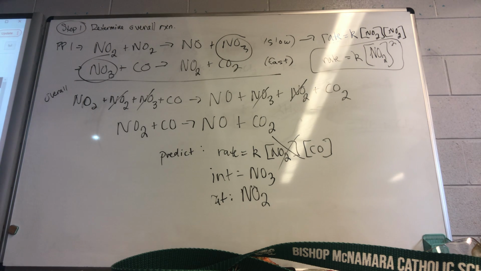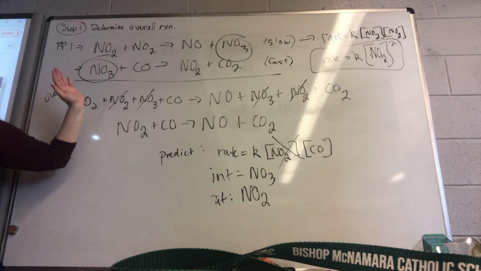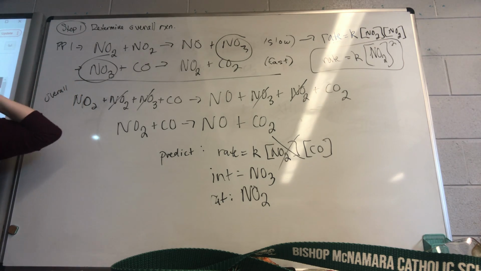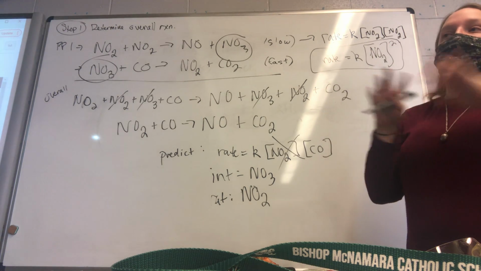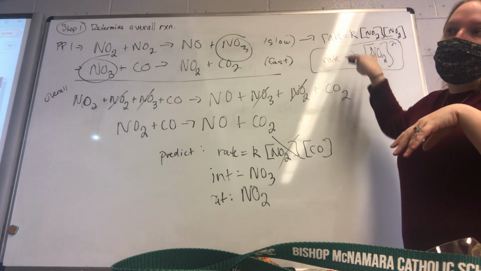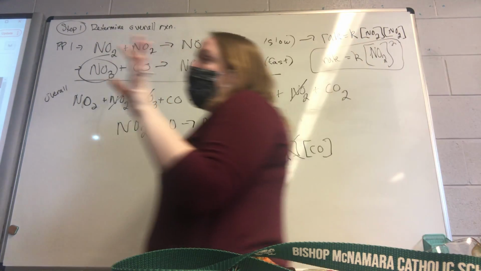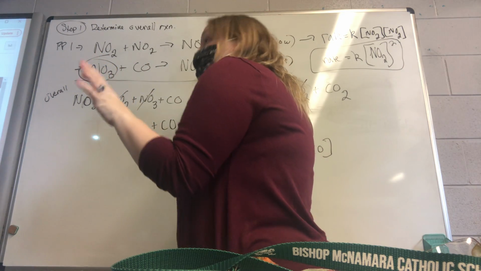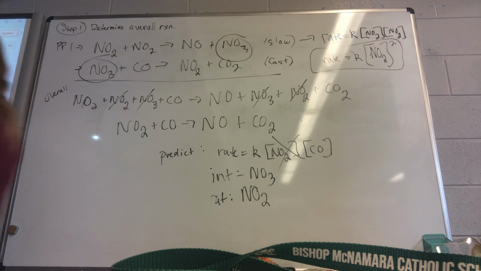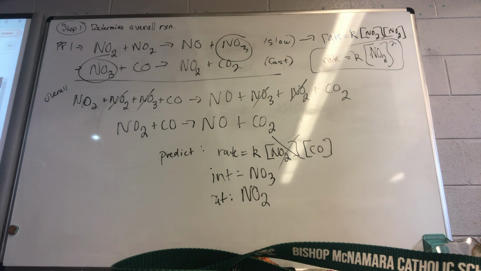Yes? What's the definition of intermediate? When it's produced and then used. Yes? Wait, so how do you know it's a catalyst? Catalysts will be very obvious. They're not supposed to be in rate laws. Okay? Catalysts should not be in your rate law. And it should be something you start with and then it gets used up in the end, so they cancel out. Basically, a catalyst is the reverse of an intermediate. Okay? All right, so let's do the next one.